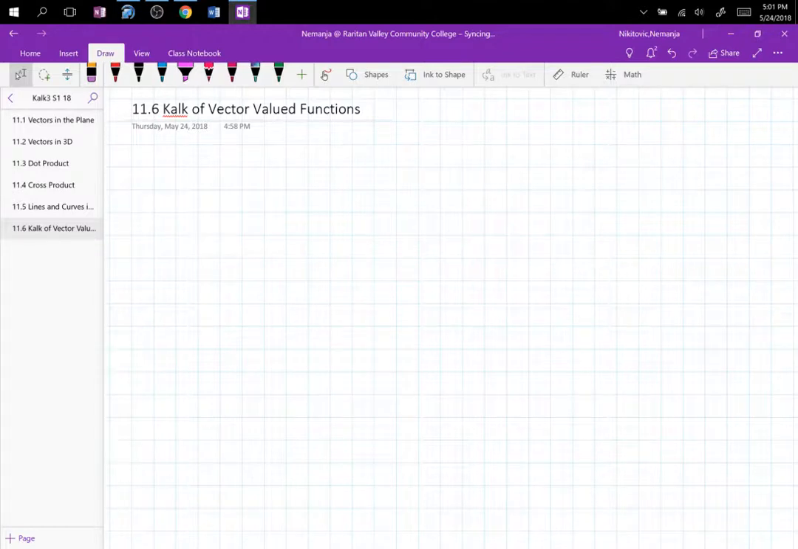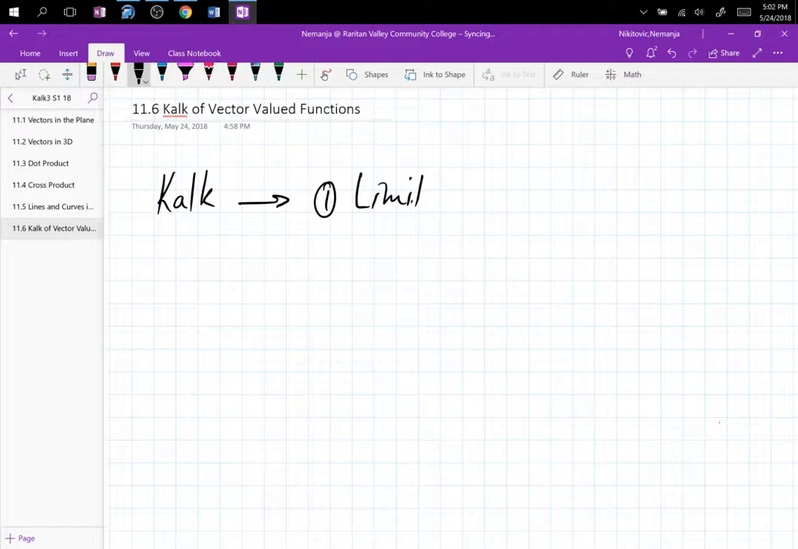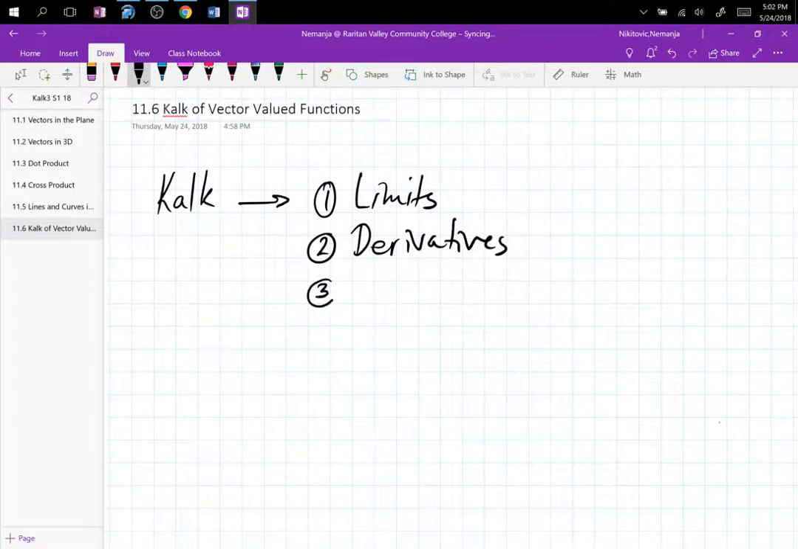Hello and welcome back to Calculus 3, section 11.6, Calculus of Vector Valued Functions. We know that calculus consists, and yes, I did spell it with K's because I can. So calculus consists of three concepts. We have the limits, we have derivatives, and we have integrals.